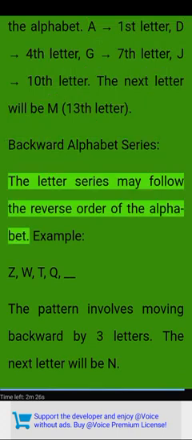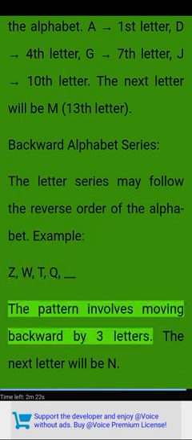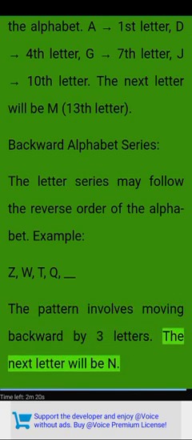Backward alphabet series. The letter series may follow the reverse order of the alphabet. Example: C, W, T, Q, blank, blank. The pattern involves moving backward by 3 letters. The next letter will be N.